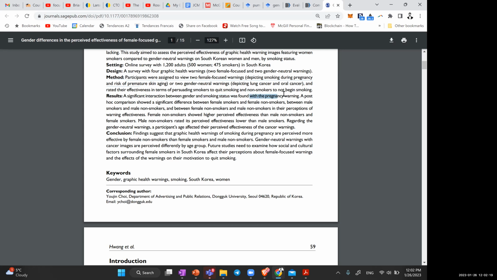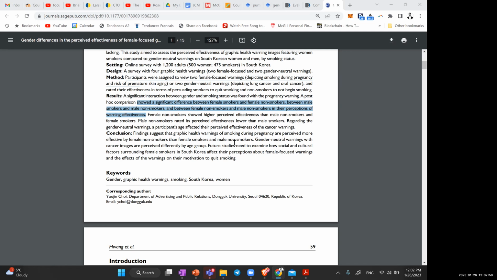Okay, so here there was an interaction. A post hoc comparison showed a significant difference between female smokers and female non-smokers. Also between male smokers and male non-smokers, and between female non-smokers and male non-smokers in their perception of warning labels. I think this is very relevant. So I'm going to share this with Alan. I just put it in the chat.